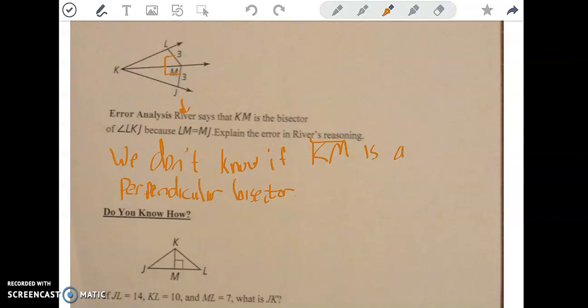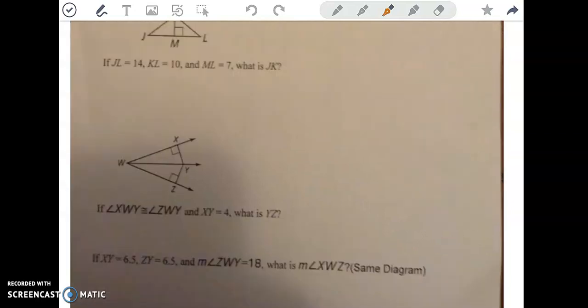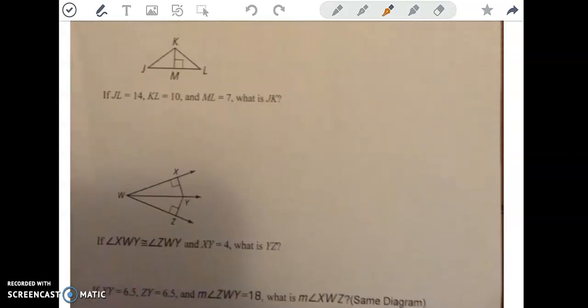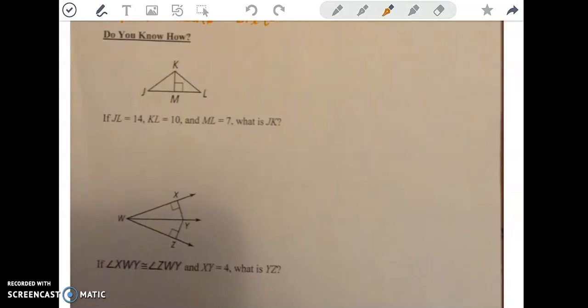Okay, if we had those little boxes meaning 90-degree angles, then yes, we can make that assumption and carry on with what we have been doing. But because that was missing, we can't assume that. Try these next three questions on your own. Again, pause, work it out, come back, and I'll put the answers up for you.